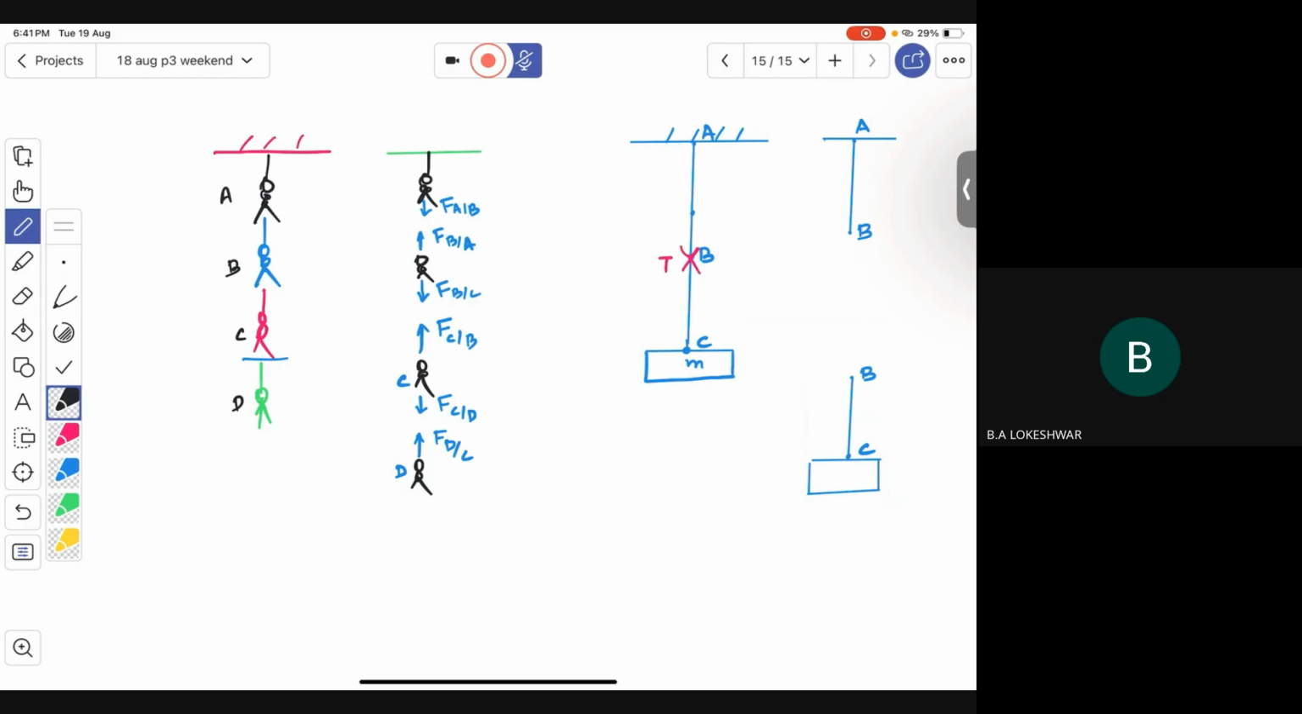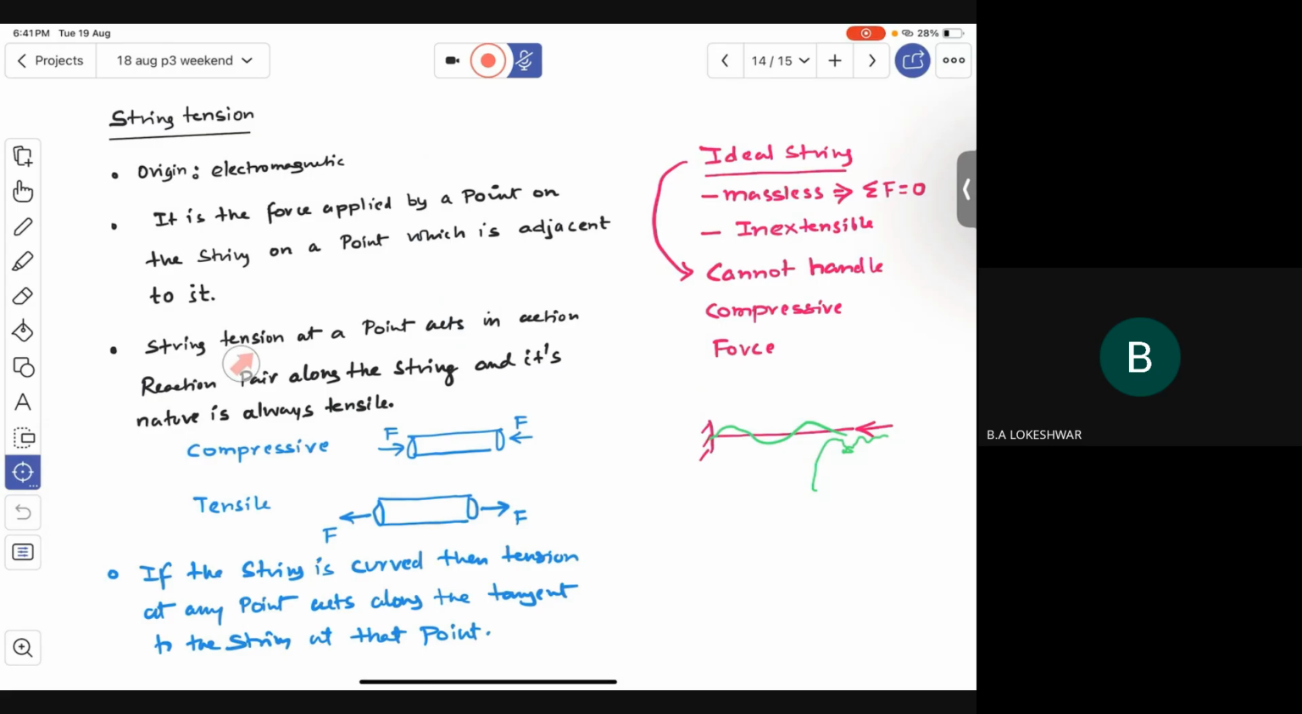On AB, the tension will be acting along this string. So I have only two choices, not like I have so many choices. Tension, I have given the point. String tension at a point acts in an action reaction pair along the string, and its nature is always tensile. You will understand what it means.